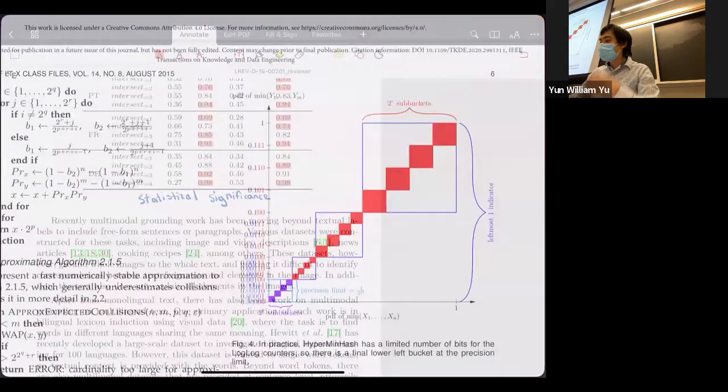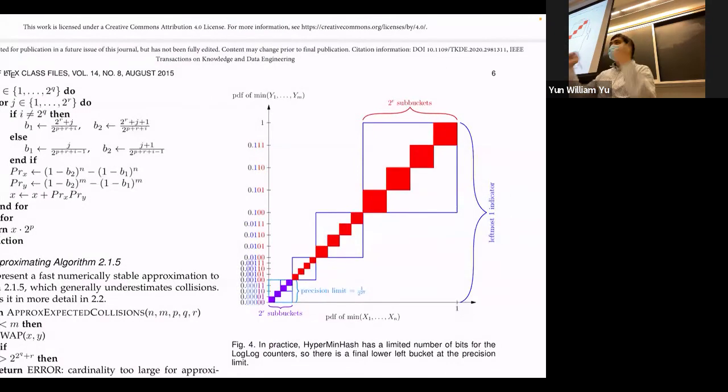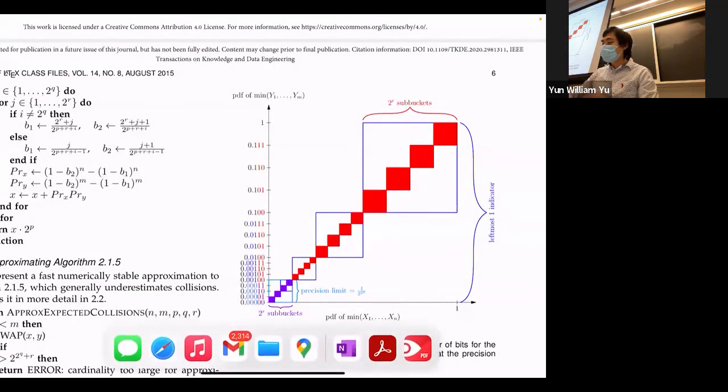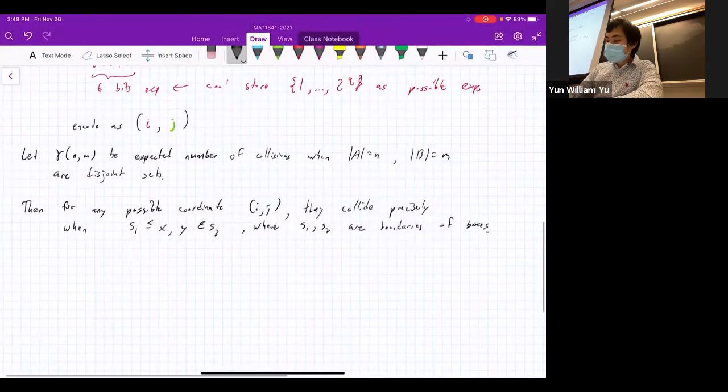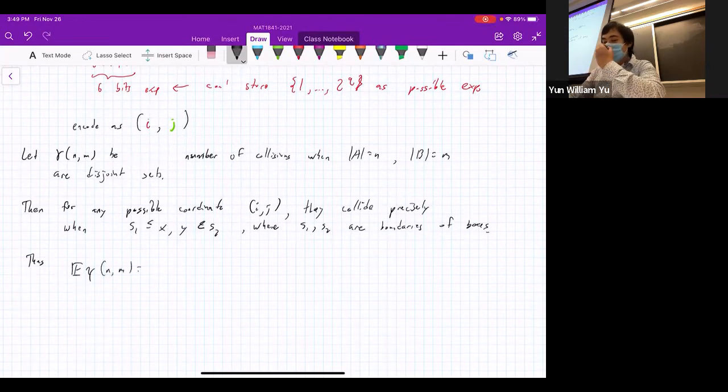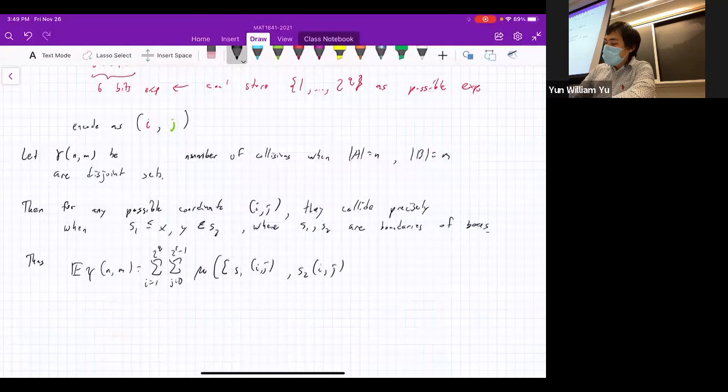Okay, so those are just these boxes that we see here. Clearly, you can figure out where these boundaries are, and so of course you can explicitly compute the total probability mass. And so thus, we know that the expectation of gamma, not the expected number, just the number, of N M is going to be equal to a double sum over i equals 1 to 2^Q and j equals 0 to 2^R minus 1, since these are the possible values of the mass in these boxes: S1 of ij, S2 of ij squared.